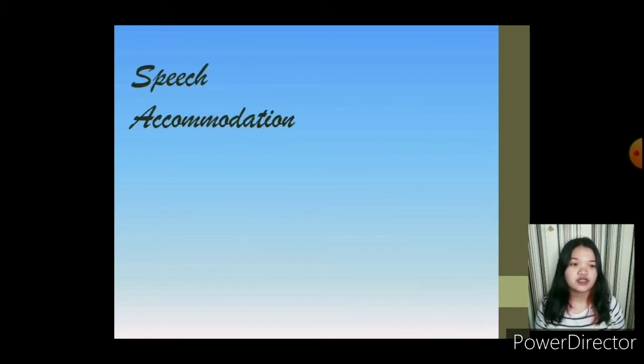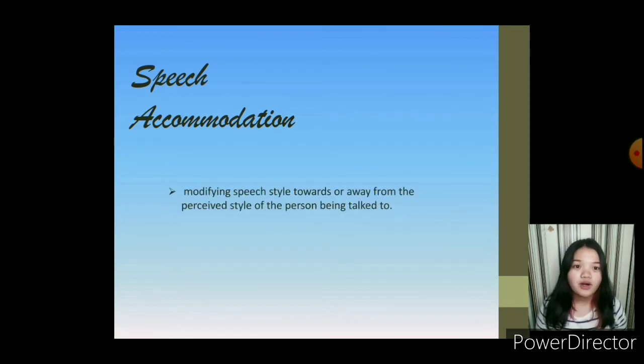Next is speech accommodation. It's modifying speech style towards or away from the perceived style of the person being talked to. In speech accommodation, our speech style is not only a function of speakers' social class and attention to speech, but it is also influenced by their perception of their listeners.